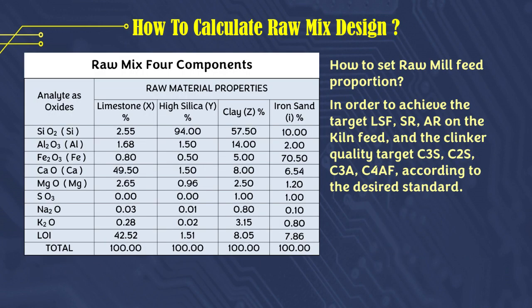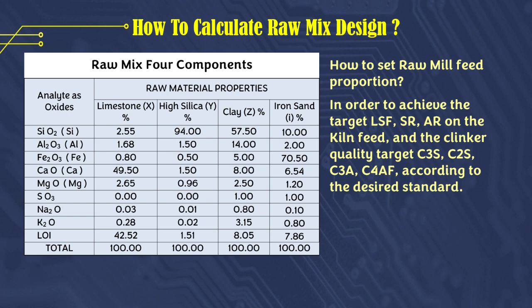How to calculate raw mix design. As an example, we have four material components: limestone, high silica, clay, and iron sand, and oxide values for each material component, as shown in this table. How to calculate material composition setting for raw mill feed.